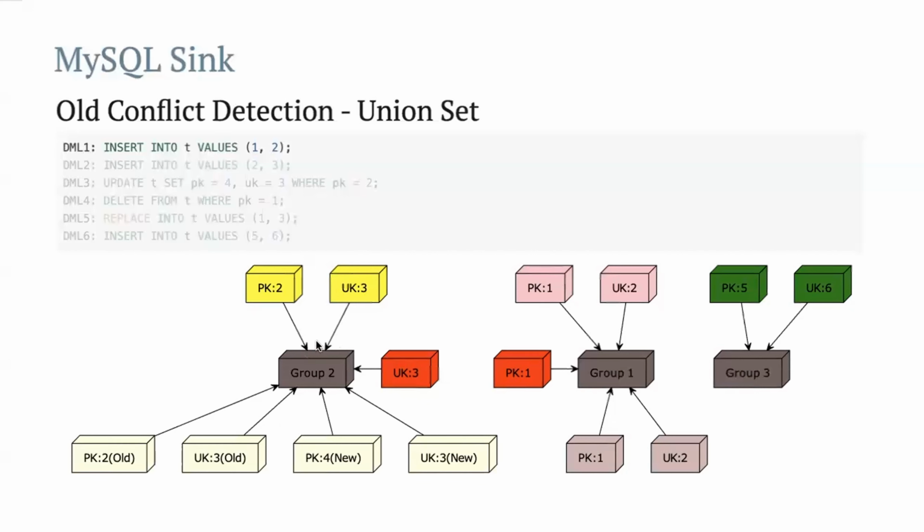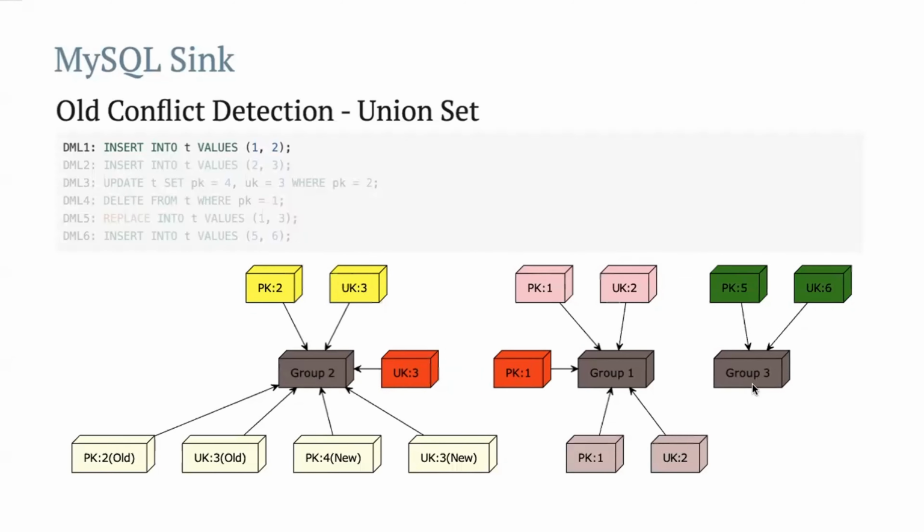Group 2 contains DML2 and DML3 because they modify the same primary key 2. So if we don't consider DML5, we can treat those groups as different workers. We can send this group to worker 2, this group to worker 1, and this group to worker 3. We can write that data concurrently.